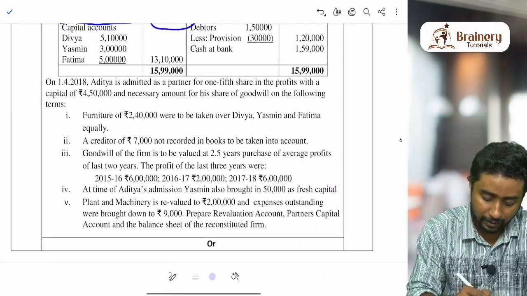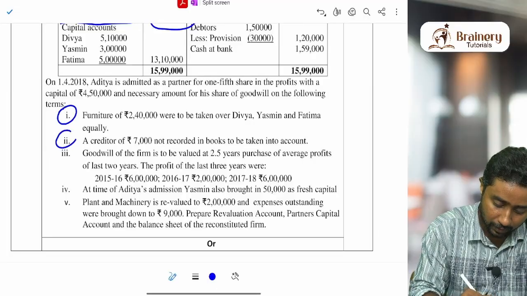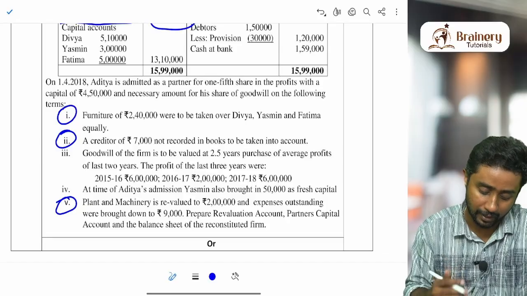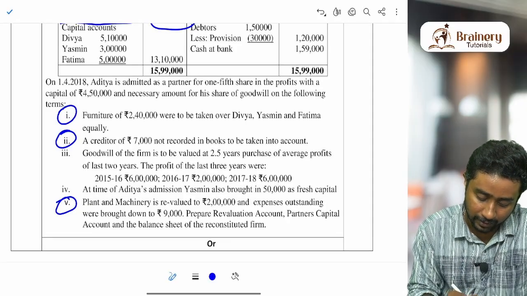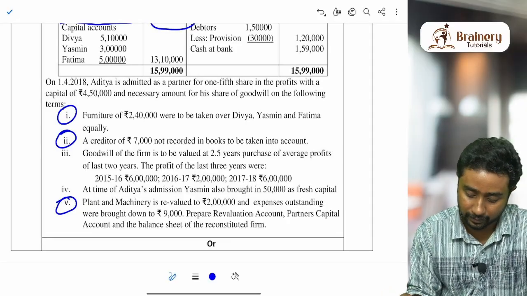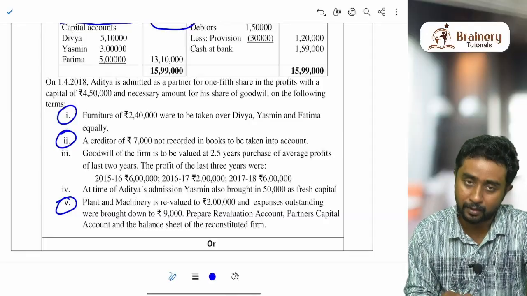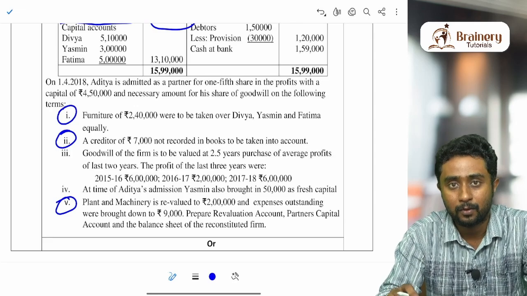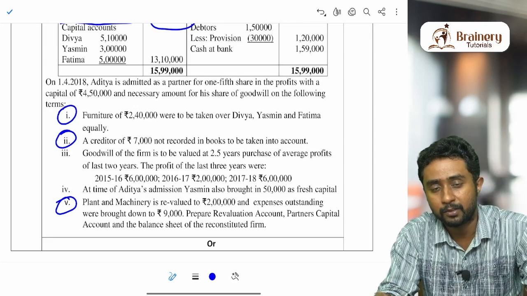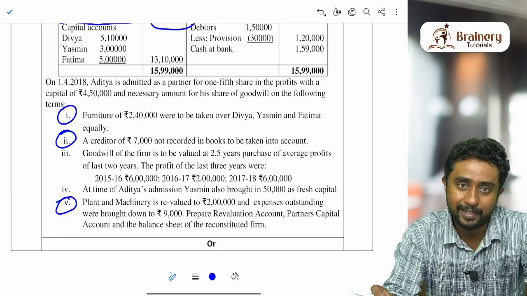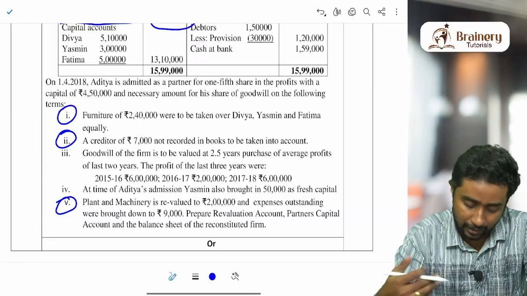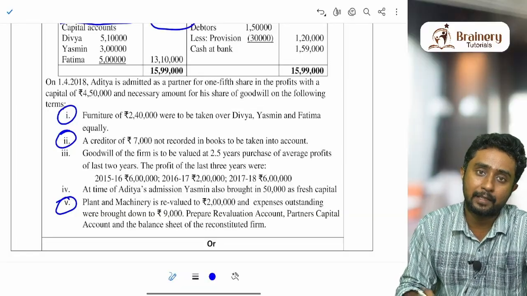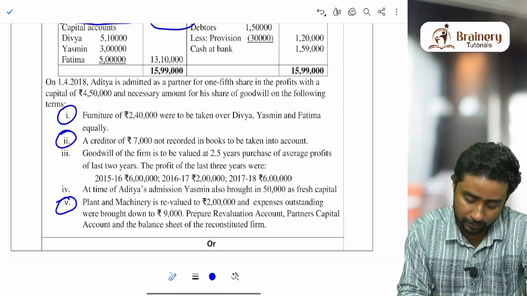After this you need to check, is there any asset or liability related adjustment remaining? As you can see, there are no other adjustments or points which mention assets. Okay, the third point is goodwill calculation. Remember that goodwill will never come in revaluation account, no matter which goodwill it is. Sometimes one goodwill will be inside the balance sheet, and outside the balance sheet they will be talking about some other goodwill. So both goodwills have nothing to do with revaluation account. It will never come in revaluation account.